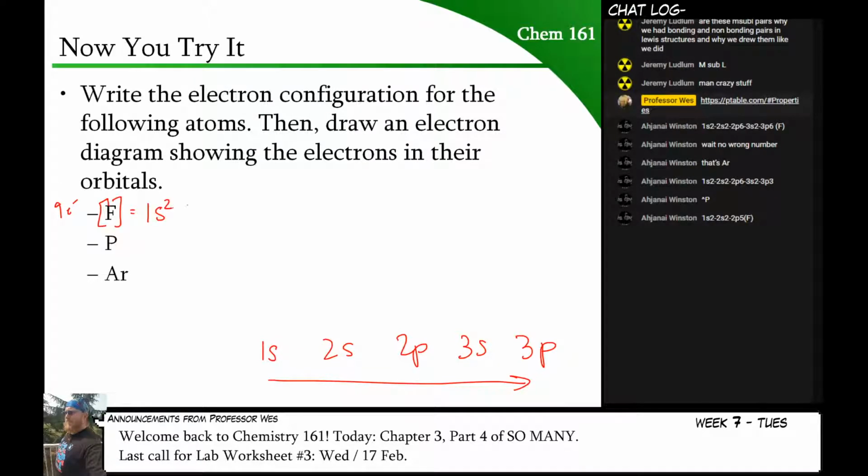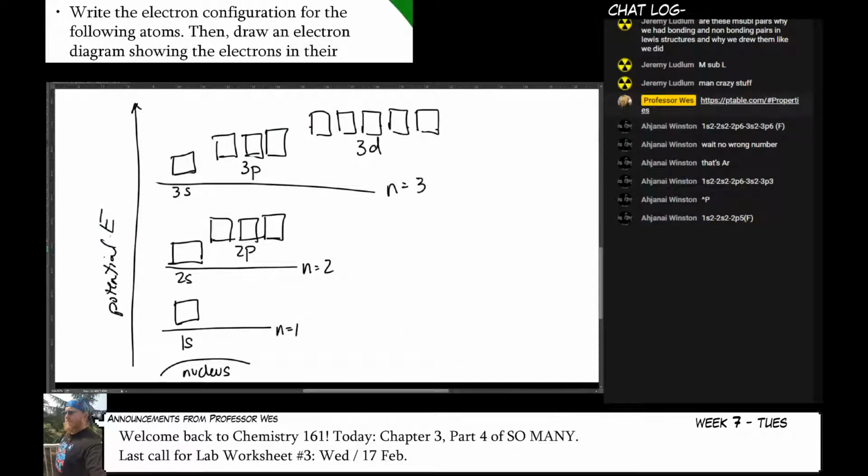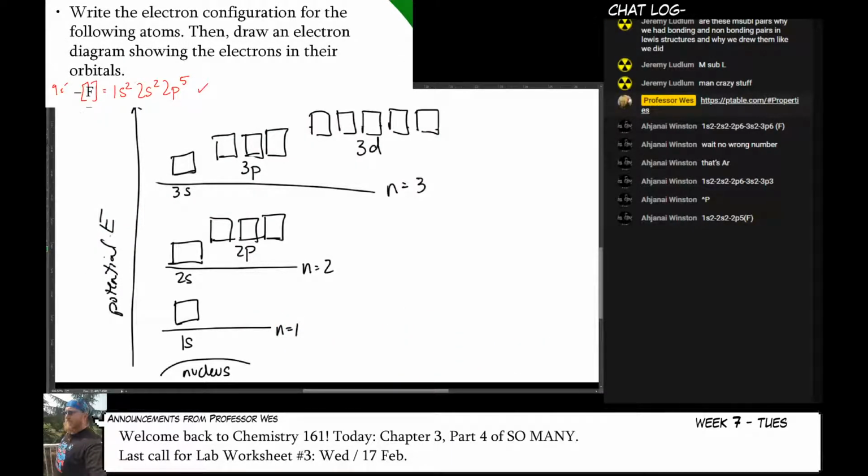So 1s2, 2s2, 2p. I've got 4 already, so that means I need 5 more. Remember that p orbitals hold up to 6, and s orbitals hold up to 2. So 5, 7, 9, that should be good. Let's draw the diagram to show that that's the result that we get.